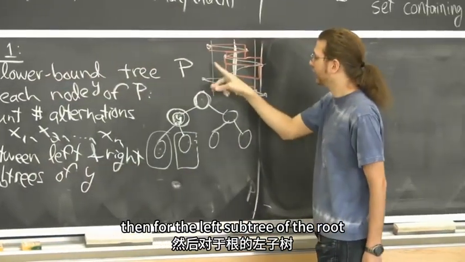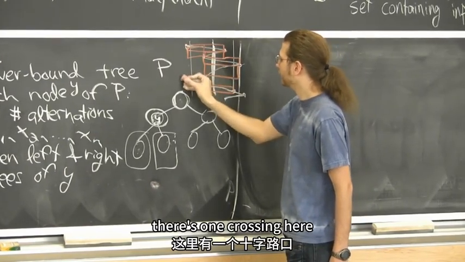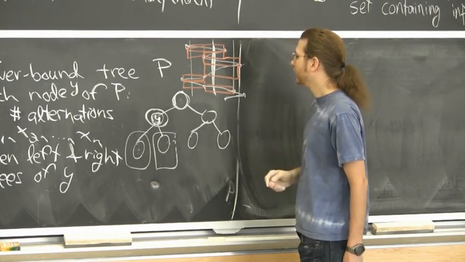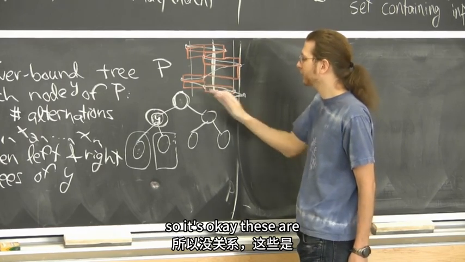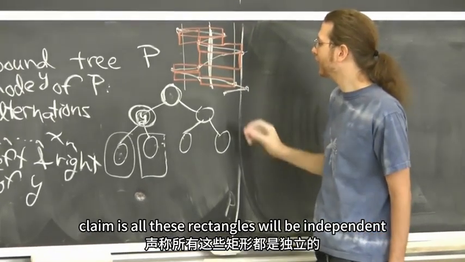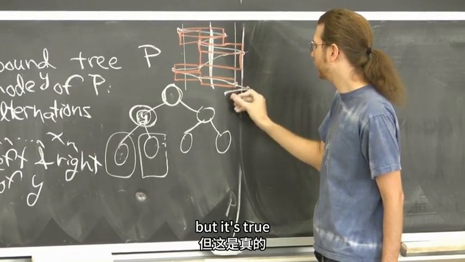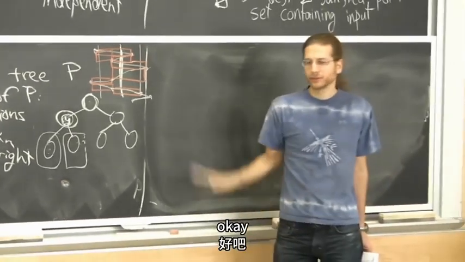Then for the left subtree of the root, there's one crossing here. There's one crossing here. One crossing here. These are touching, but they're not satisfied, so it's okay. The claim is all these rectangles will be independent. Again, I won't prove that formally, but it's true. Okay, rough sketch.